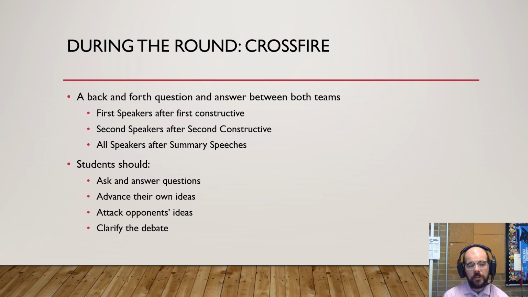After the summary speeches, all speakers engage in what is called a grand crossfire, 3 minutes of back and forth. During this time period, students should be asking and answering questions. They should advance their own ideas. They may take the opportunity to attack their opponent's ideas, and they should be clarifying the debate. These periods should be limited to 3 minutes of question and answer, and students should not be making long speeches that develop their arguments.